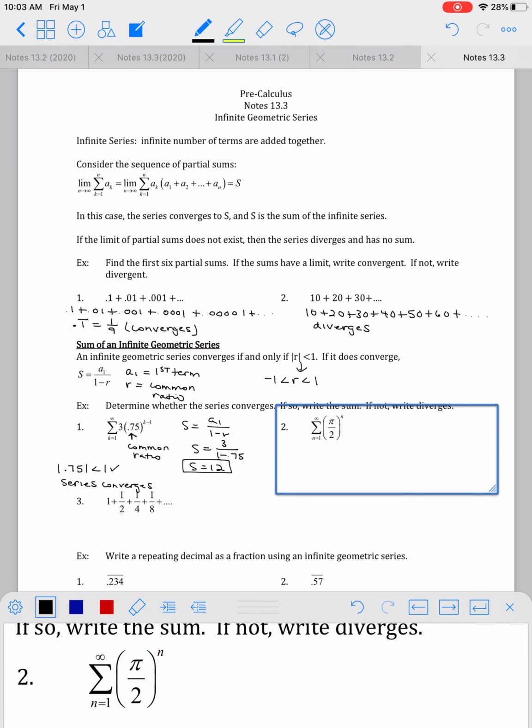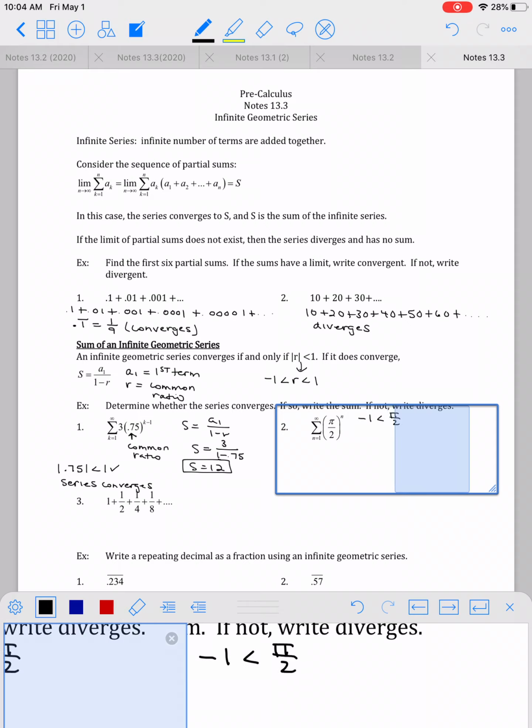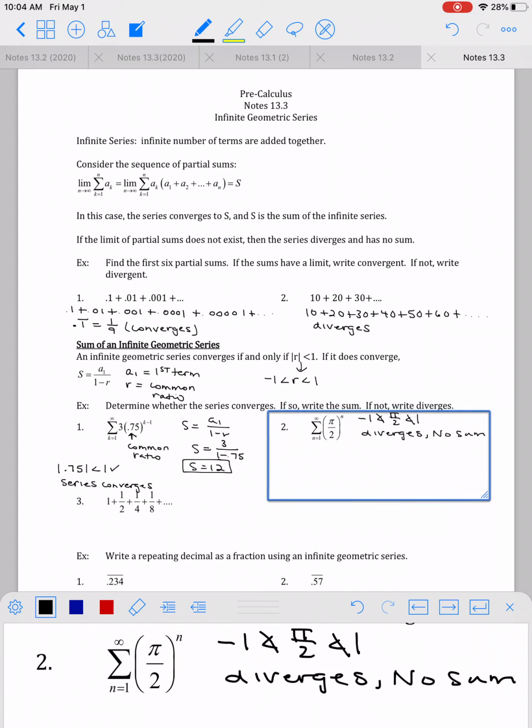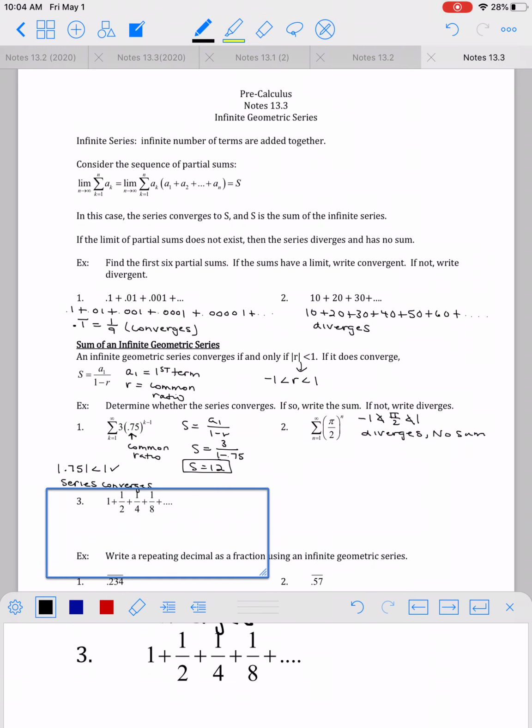All right, we look at the next one. Again, the common ratio, we're going to check it right away. So -1 should be less than pi over 2, which should be less than 1. Remember, pi over 2 is 1.7 something. So this is not true, so there's no work required here. This diverges, and there is no sum. If your common ratio doesn't lie within that interval, then you don't have a sum.